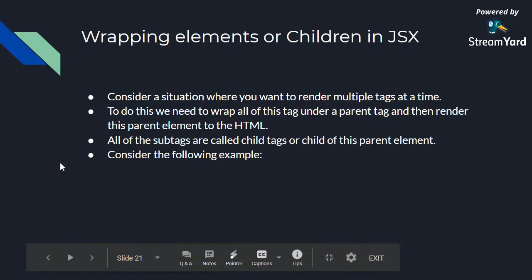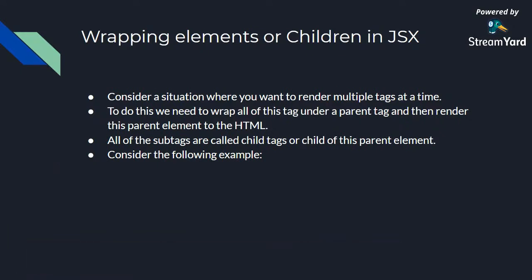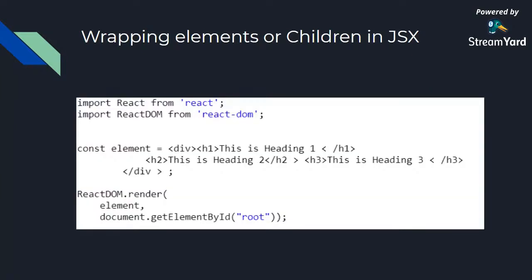So consider a situation where you want to render multiple tags at a time. You need to wrap all the tags under a parent tag and then render this parent tag to the HTML. So there will be a parent and a number of child elements inside that parent, and the parent will be rendered onto the HTML. All the subtags would be children of one parent element.